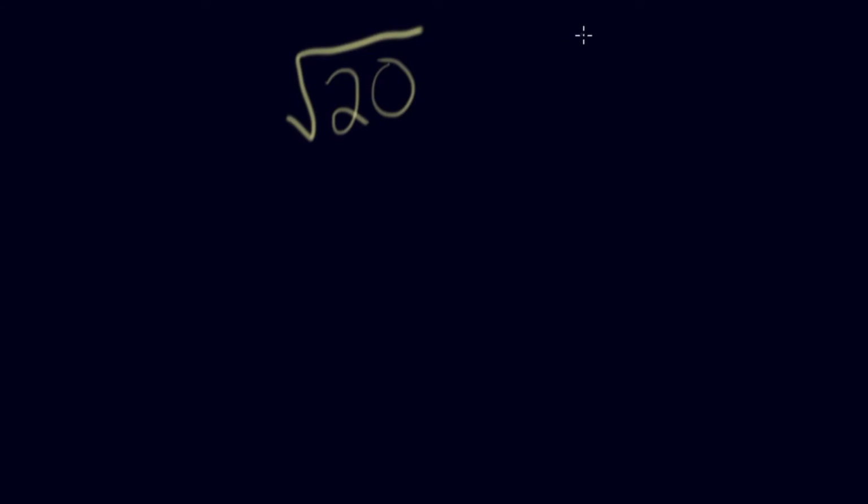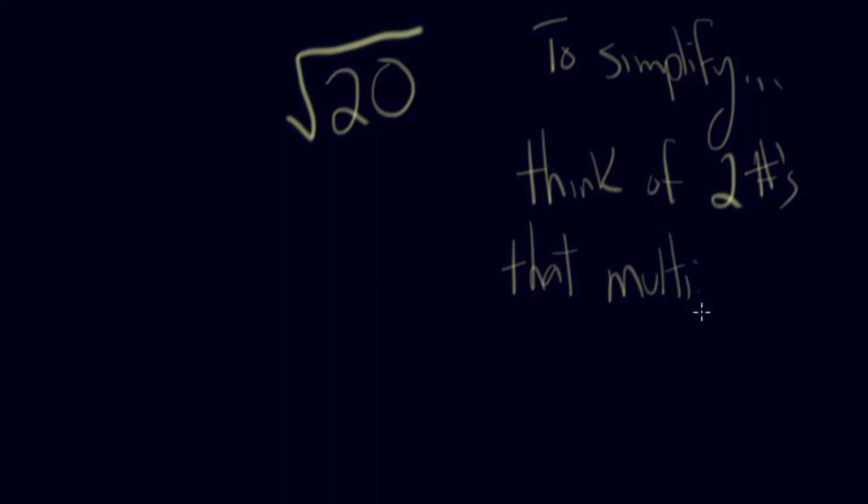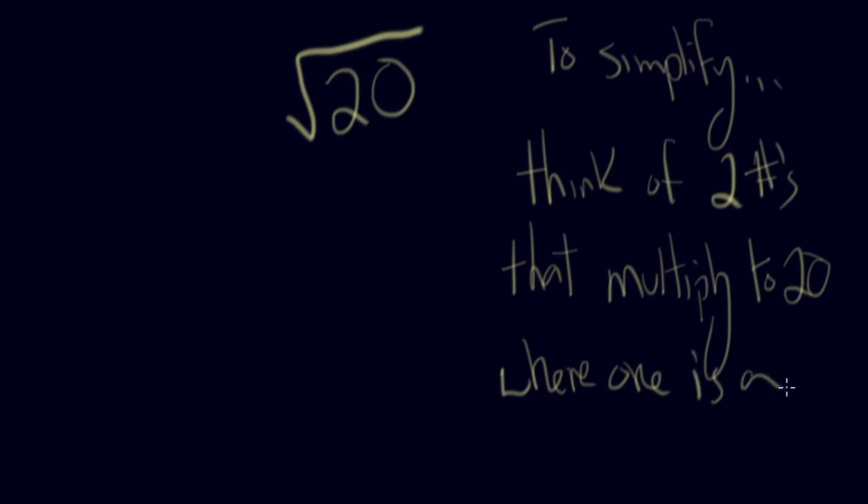So to simplify, it's kind of fun. You need to think of two numbers that multiply to 20, where one is a perfect square.